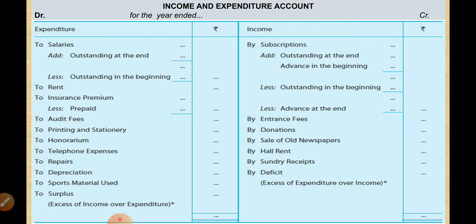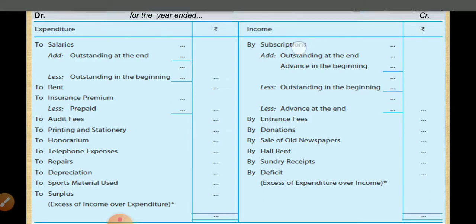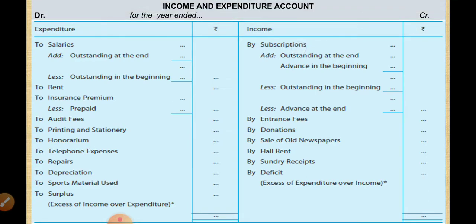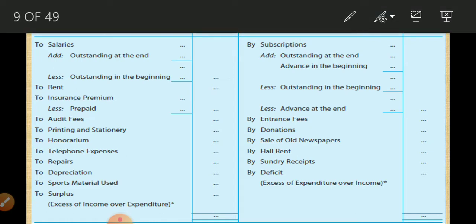It has a calculation. Coming to the income side, you have subscription. Now, in the subscription, you have to add outstanding at the beginning. Sorry students, add outstanding at the end. What is this outstanding at the end? If you have any subscription accrued, it is an income, isn't it? If you have any subscription accrued, that is outstanding at the end of the year, it is actually current year's outstanding subscription. It has to be added because even though income is not received, revenue is said to be realized.